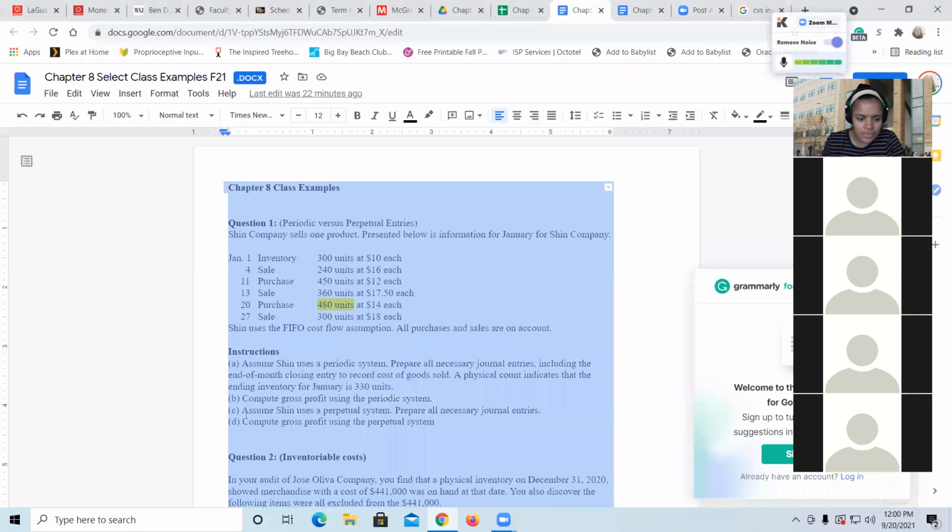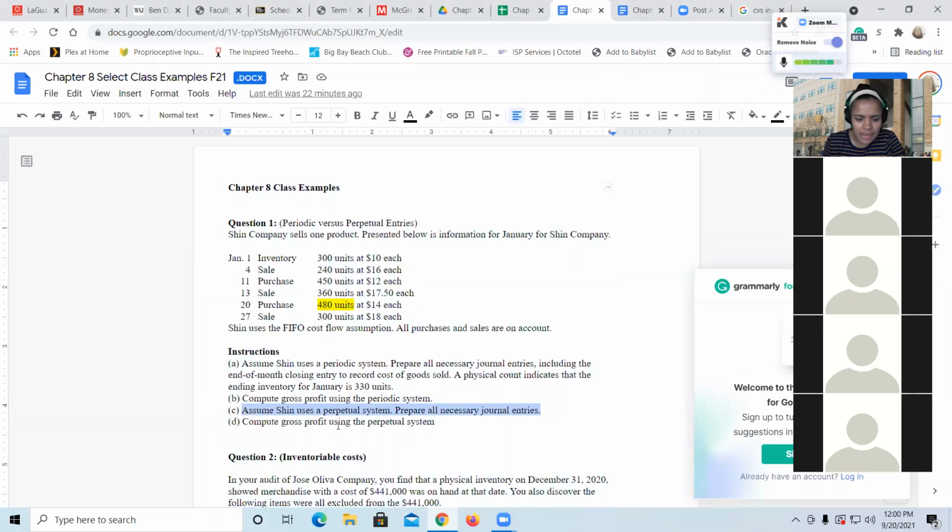So it just says assume Shin uses a perpetual system, so prepare all the necessary journal entries. Here we see that because it's a perpetual system, we will use the inventory account and not the purchases account. We will also update inventory for every purchase and every sale, meaning that after these sales, we have to actually calculate which inventory is being sold.